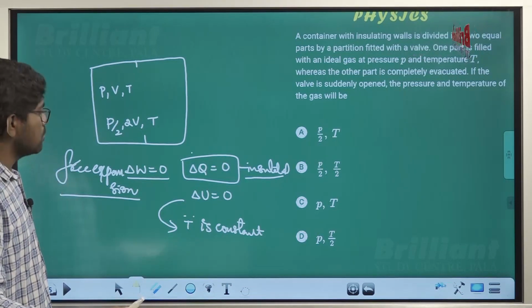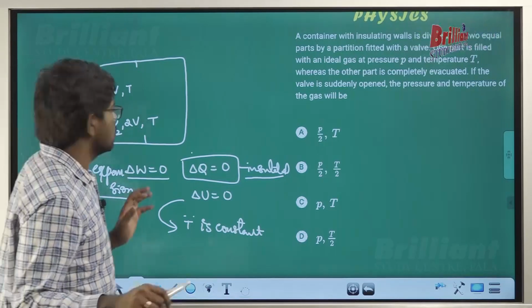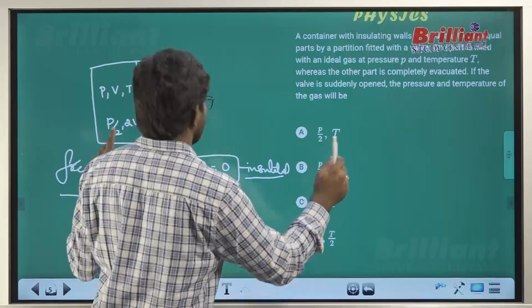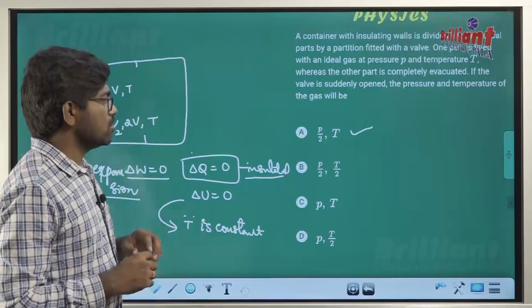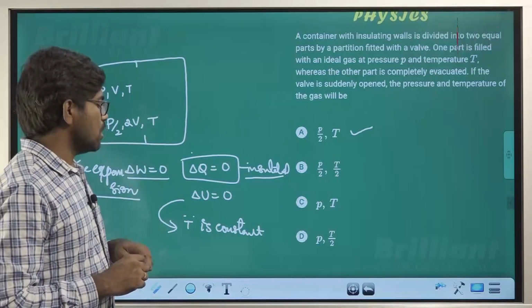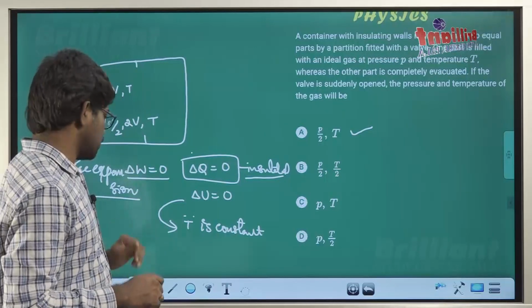Yes or no? Right? That's the thing. So it's P by 2 and temperature will be T itself. Clear everybody? Right. Let's look into the next question.